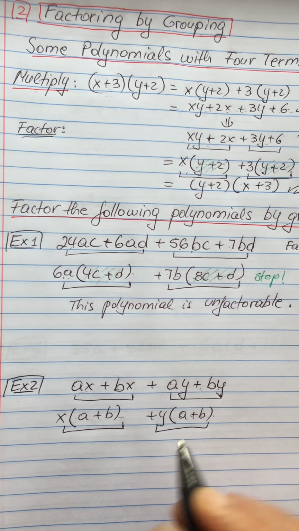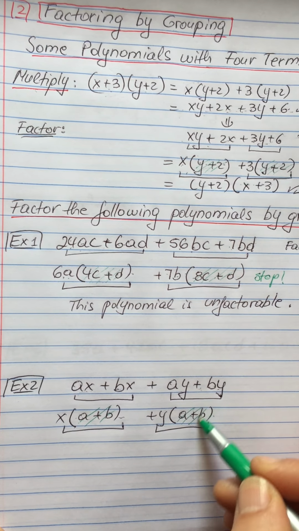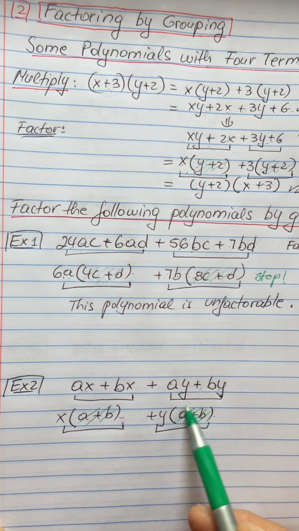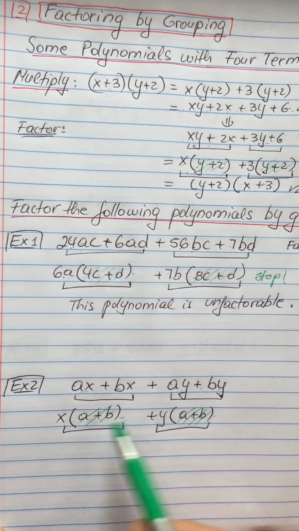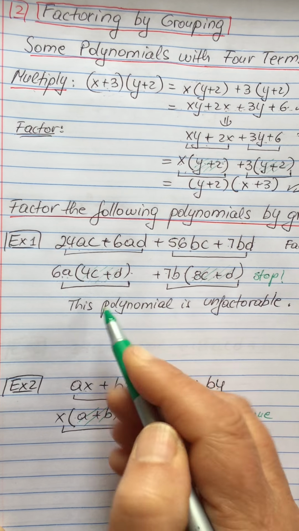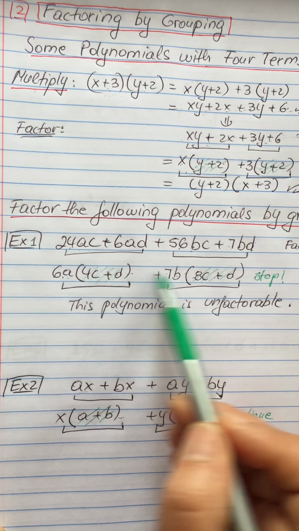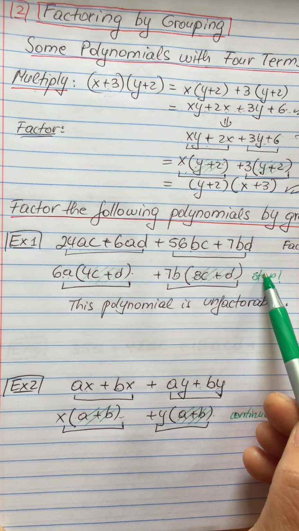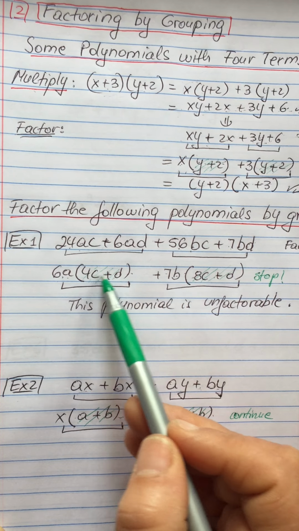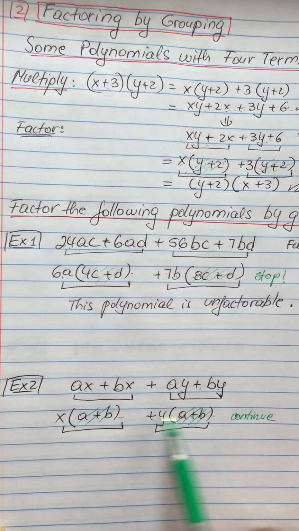Now check if the groups have the same common factor. Yes, they have. So after we factor the first group, we expect the other group to give us the same binomial. And when the second group gives us the same binomial, we continue. If we factor the groups and we do not have a common factor for both groups, we stop. Okay? So particularly the binomial is the same here. So I have to continue, yes, because now the groups have a common factor.